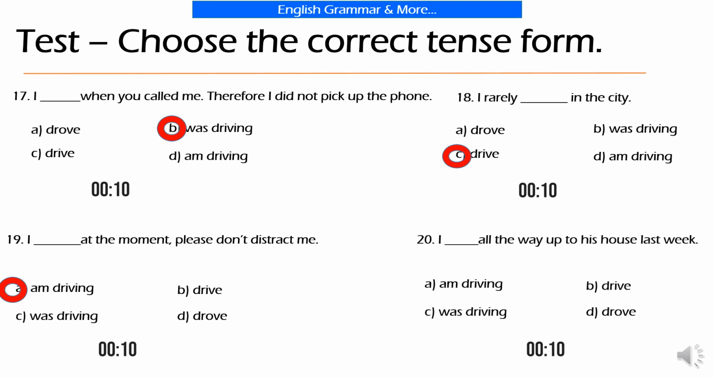Question 20. The correct answer is D. I drove all the way up to his house last week. Here we chose the past indefinite tense form because in this sentence, the time adverb last week refers to the past indefinite tense form.